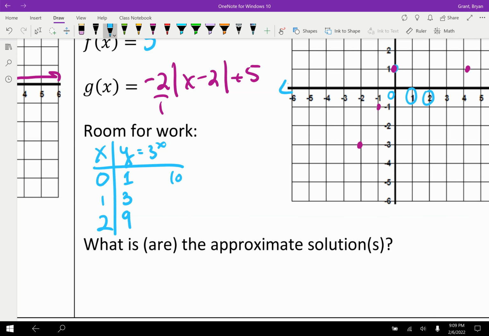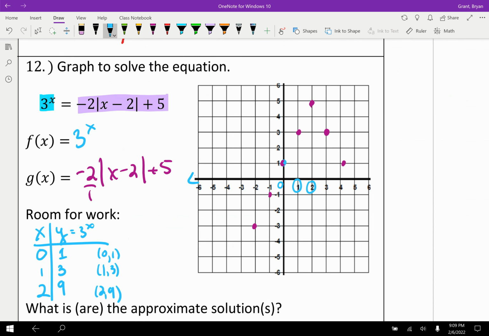So I have a couple points here, right? 0, 1, 1, 3, and 2, 9. Let's get those on my graph. 0, 1, I know, they share the y-intercept. 1, 3, and then 2, 9 is way up here. So I think my graph looks something like this, goes through, and then goes way up here.